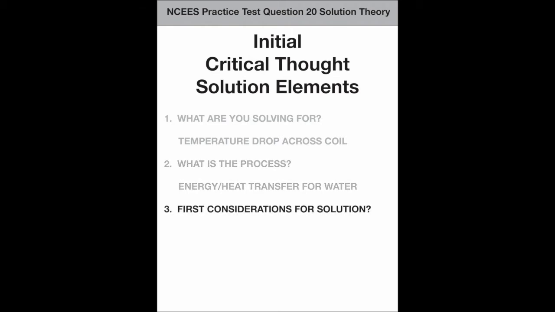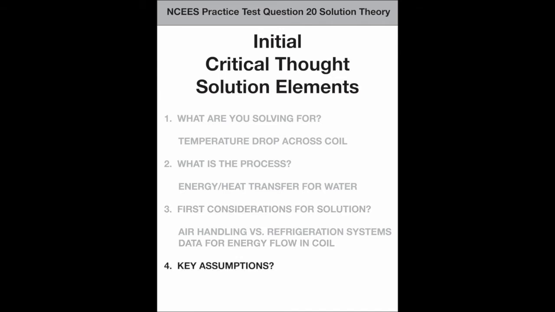3. What are the first considerations to find the solution in connection to the fundamental process? How an air handling system and refrigeration system connect via cooling coil operations. Also, what the necessary data are for determining energy flow in a coil.